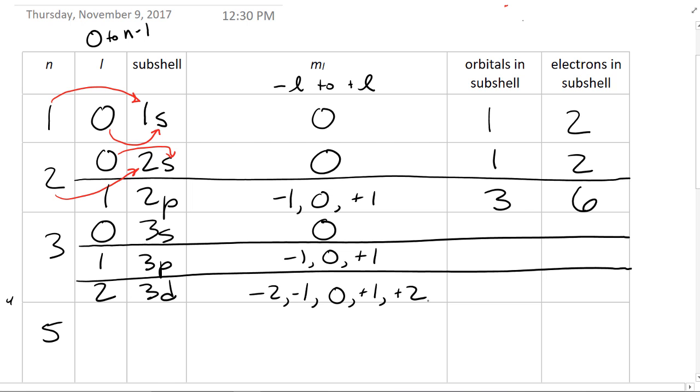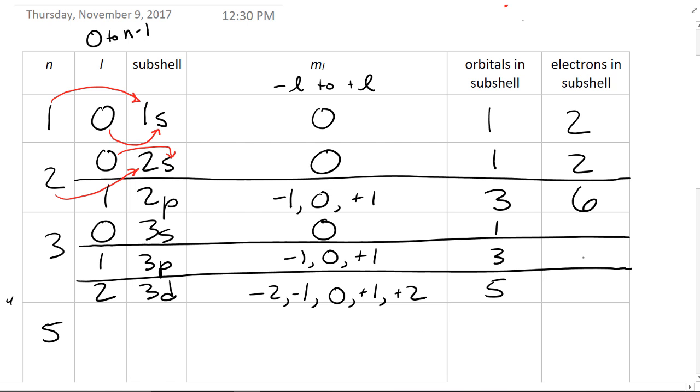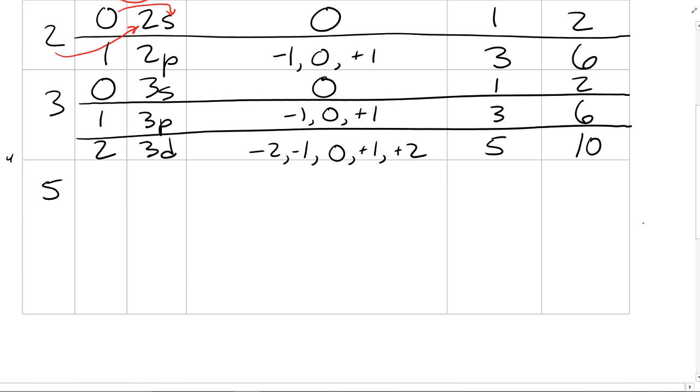Orbitals in the subshell going down: the first one would be 1, 3, and 5. The number 5 comes from the fact that there are 5 different values of M sub L. Number of electrons would be 2, 6, and 10.